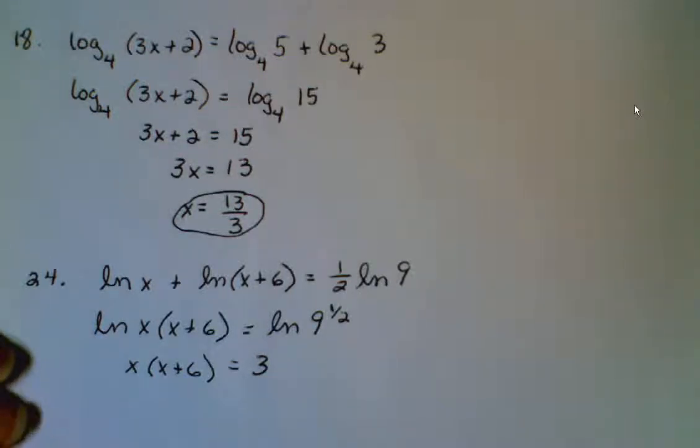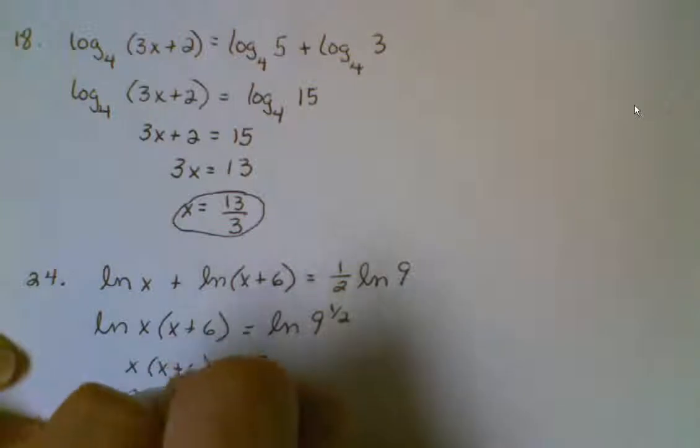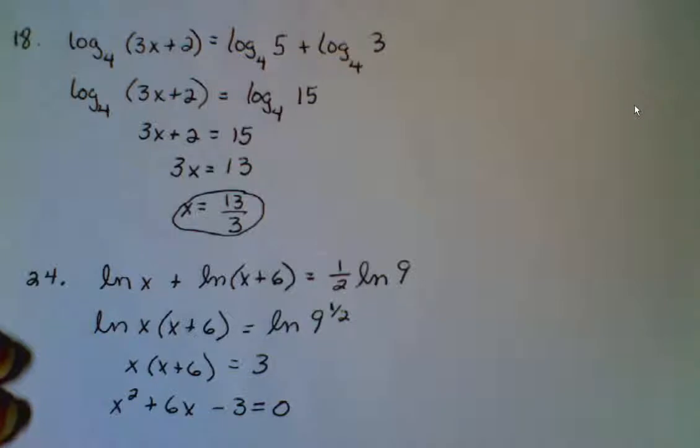The most illegal thing you could do now is say x equals 3 or x plus 6 equals 3. It's not true. If you multiply two numbers together to get 3, one of them doesn't have to be 3. This is a quadratic equation. If you multiply, you get an x squared here. And to solve a quadratic equation, you need to get it set equal to 0. And this one, subtract 3 from both sides, and then see if you can factor.